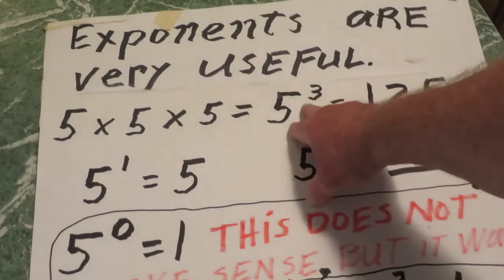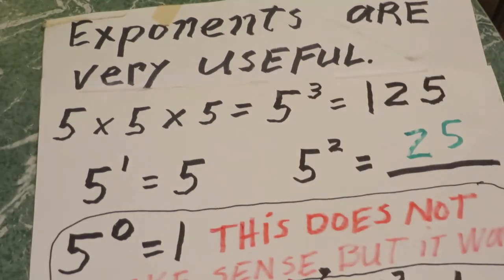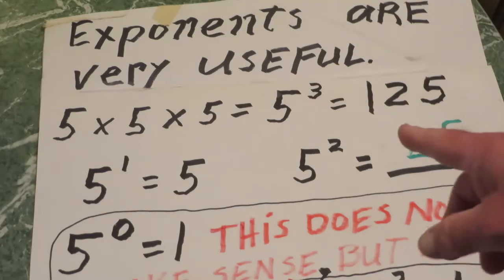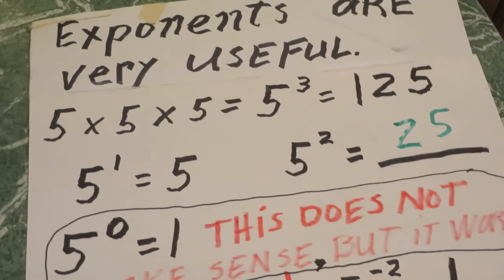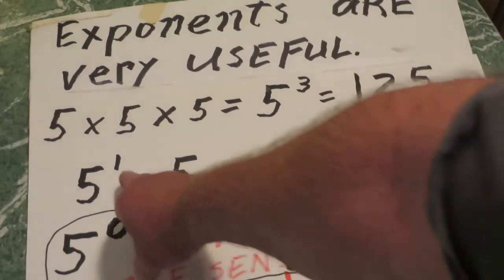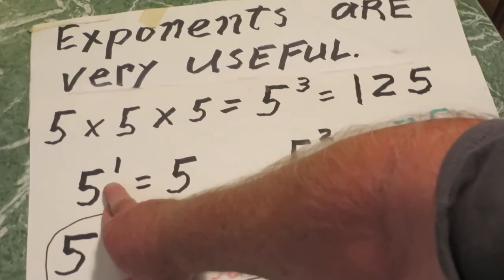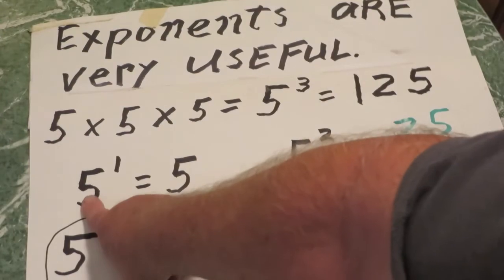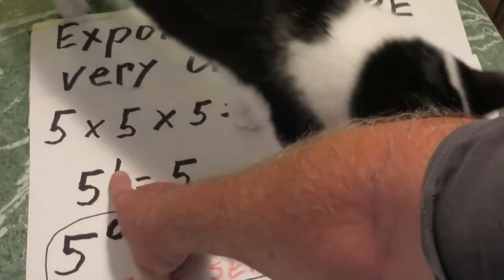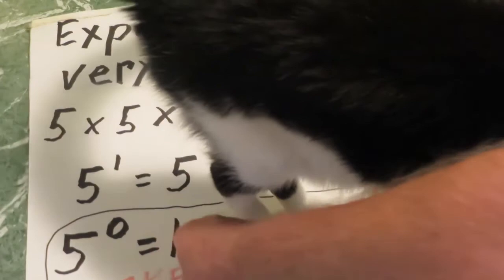So part of exponents is that it allows us a shorthand, an easy way to write things. It's also an easy way to work with big numbers and avoid using your calculator if you don't want to use your calculator. Exponents are wonderful. Exponents are some of the most useful math. Now, any number taken to the first power is equal to the number. So for example, 5 taken to the first power is 5.